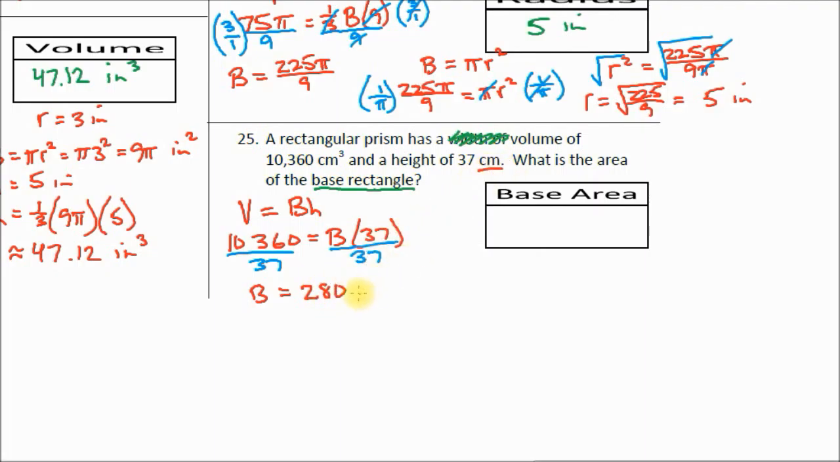Our unit of measure is centimeters, and we know it's area, so it's squared. And we're done. It's asking us what is the area of the base rectangle. This is our base rectangle area. So our final answer here is 280 centimeters squared. That is the end of review sheet number 1.